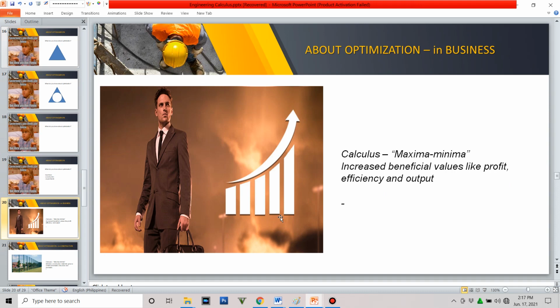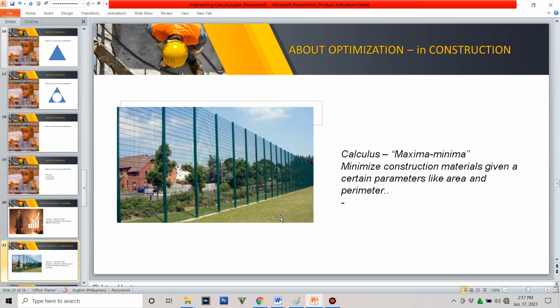So about optimization in business, the calculus maxima minima increase beneficial values like profit, efficiency, and output. In construction, calculus maxima minima minimize materials given certain parameters like area and perimeter. So in this case, if we intend to enclose our lot by a perimeter fence at a certain area, we can minimize the material of the perimeter fence.